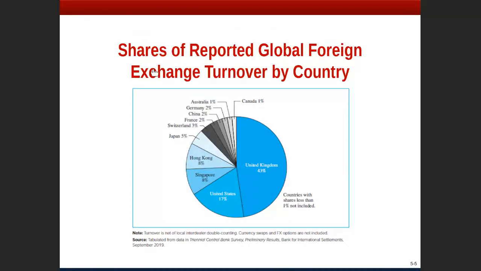Here we're looking at the shares of reported global foreign exchange turnover. You can see the United Kingdom is by far the most important market, followed by the United States and Hong Kong and Singapore. Turnover is net of local interdealer double counting.